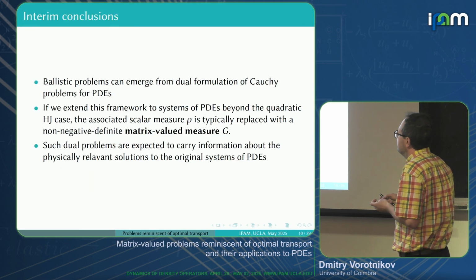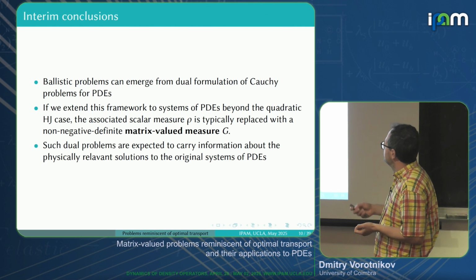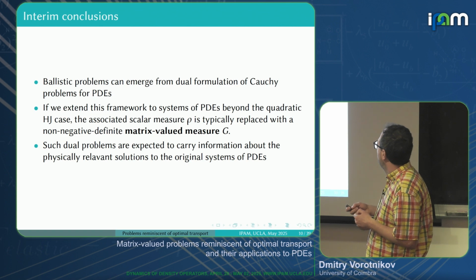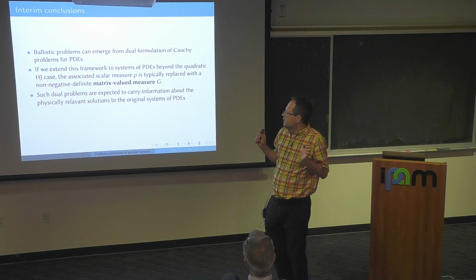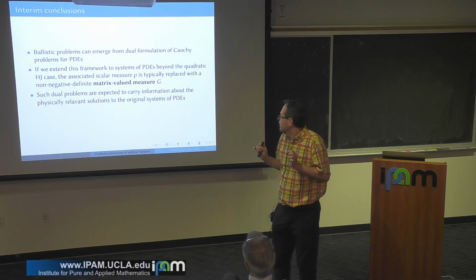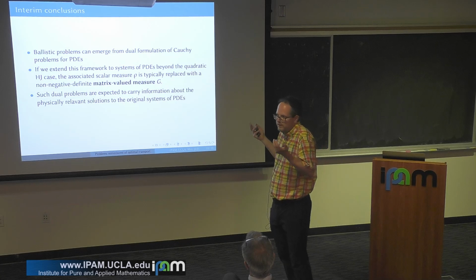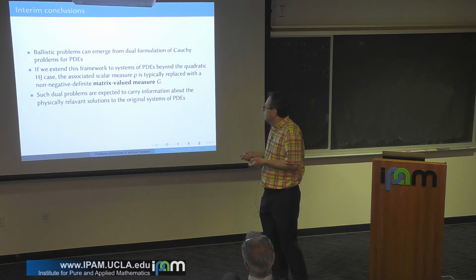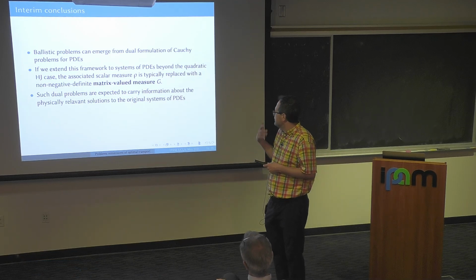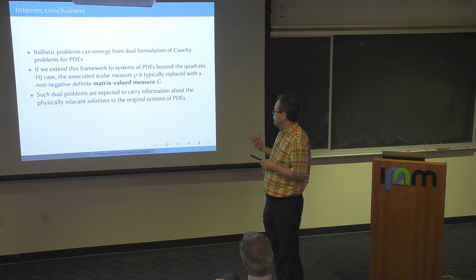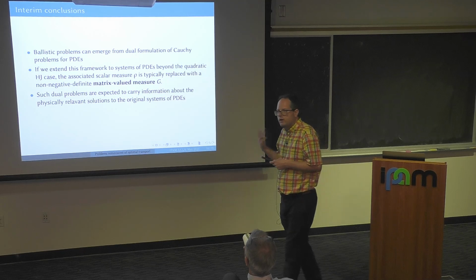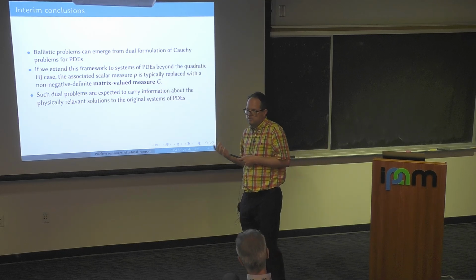And so what are some interim conclusions? These kinds of problems can emerge from dual formulation of Cauchy problems for PDEs. If you go beyond the quadratic Hamilton-Jacobi case, you typically get a matrix-valued transport, not exactly transport, but something similar to transport. And you can believe that these dual problems have some information about the physically relevant solution, because typically the weak solution is not unique. And the question of how to select the physically relevant one is an important question.